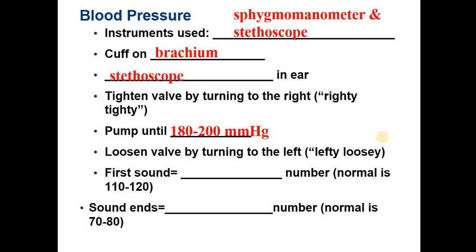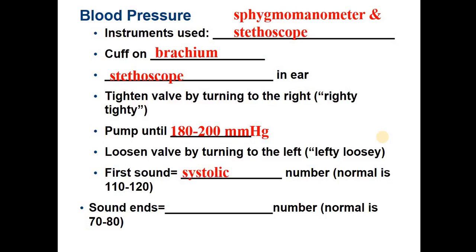You can ask the person, do they normally have high blood pressure or normal? If they normally say my blood pressure is 220, then pump to 200. You might not hear anything, so it just depends on the person, but normally about 180, 200 is good. You'll loosen the valve to the left after you pump, not too fast, because you'll make the needle on the meter that you're reading go too fast. So you want to open it very slowly to the left.